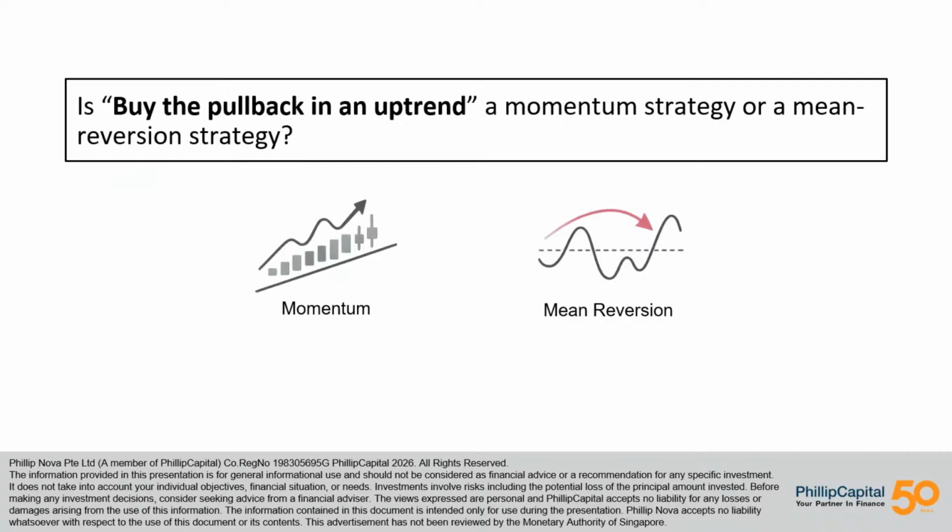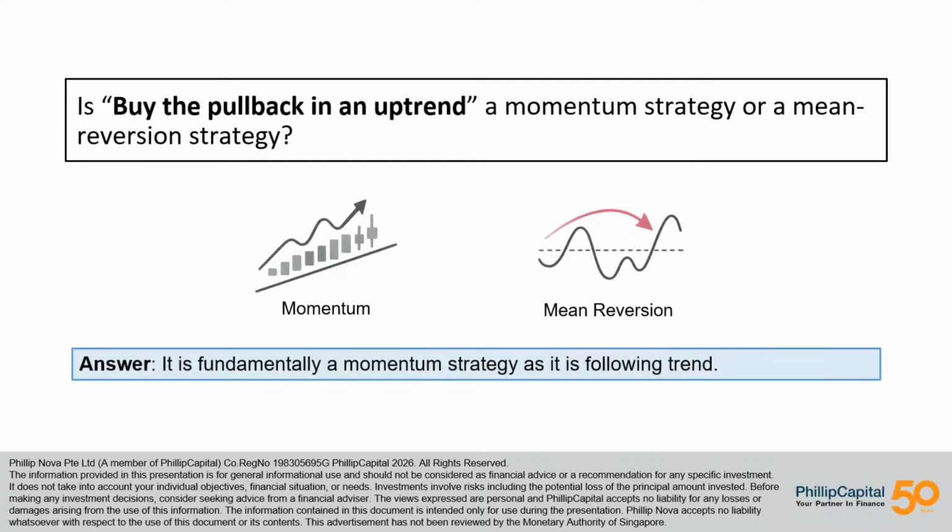So here, just a checkpoint, a short question. Is the previous example, the pullback in an uptrend, a momentum strategy or a mean reversion strategy? What do you think? Is it momentum based or mean reversion based? You can tap your answer, or think it in your mind. And the answer is, of course, that it's fundamentally a momentum strategy because it needs to follow a trend. The first condition of the strategy is to identify an uptrend. What does uptrend mean? It means that the price goes up over a period of time. So that's a long-term momentum.